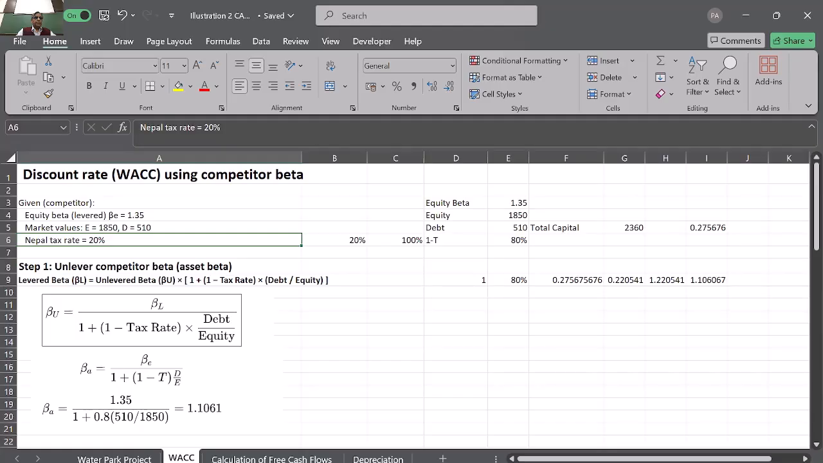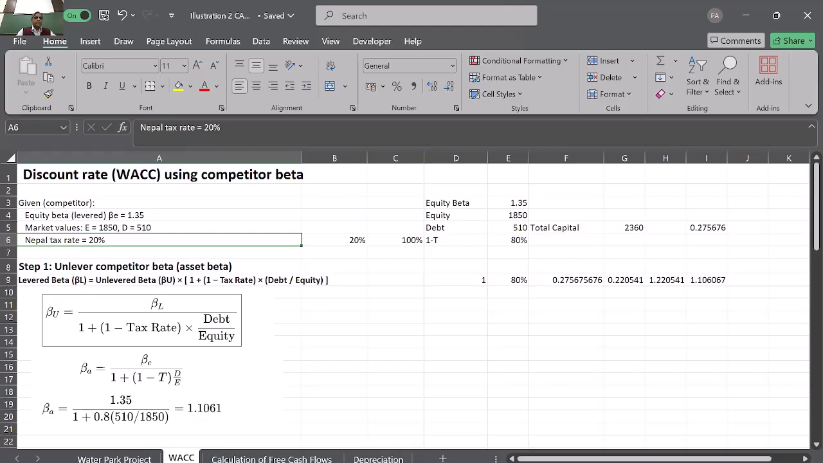the equity beta of the new project. Our main aim is to calculate what should be the equity beta of the new project, which is not given. But we are given the equity beta of the competitor. So first we are going to unlever the beta and calculate the asset beta. The asset means the water park. Without any debt component, if the company is running the show, what should be the beta of that asset?